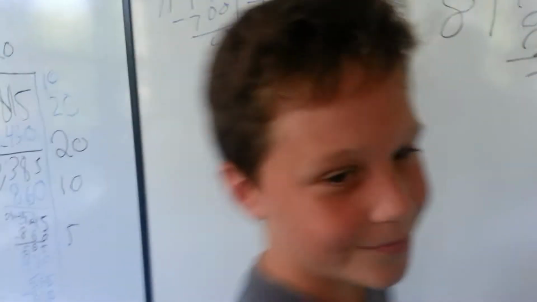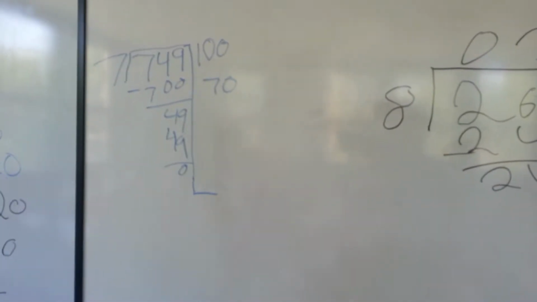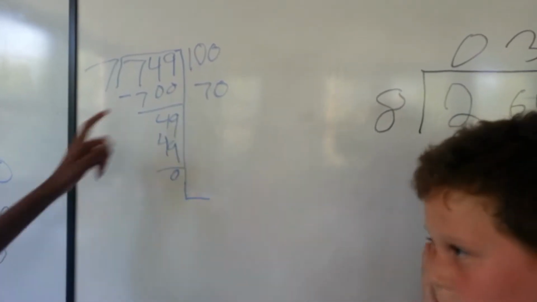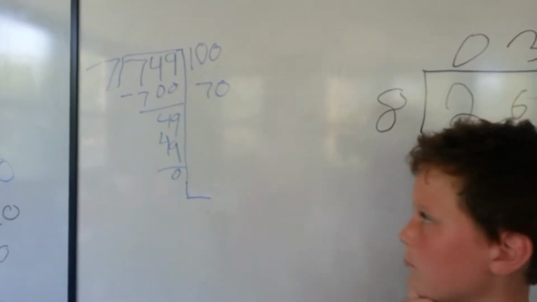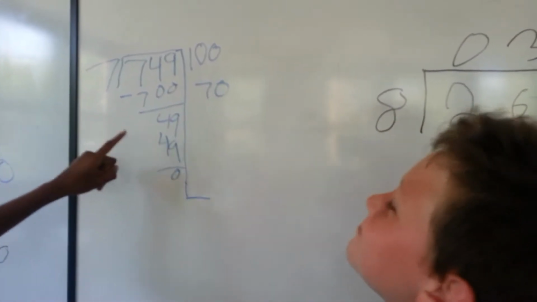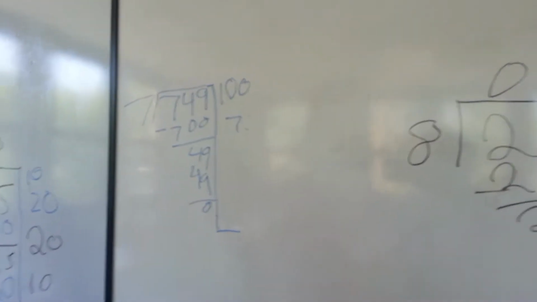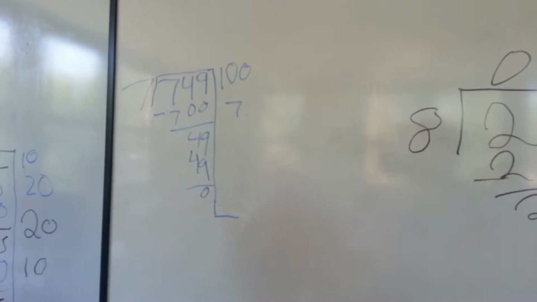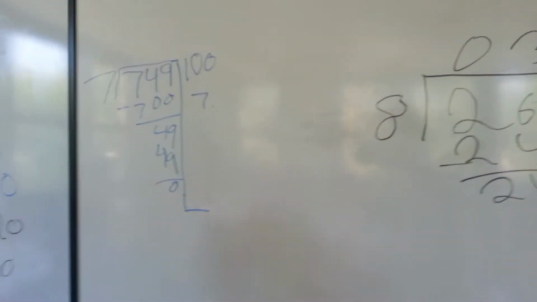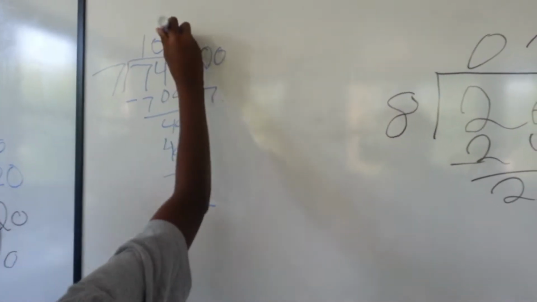And then, Brandon, do the next one. Okay. Number 7. What times what is 7? 7 times 1, so I put 700. And then I subtracted, and then take 49. And 49 minus 49 is 0. Okay. 7 goes into 49 how many times? 7. So what's the answer there? Austin, what's the answer to that one? 107. Yeah, you're right. So write 107 for that one. You did not write 107 on that. There you go, Brandon.